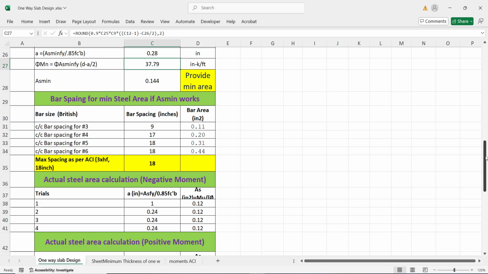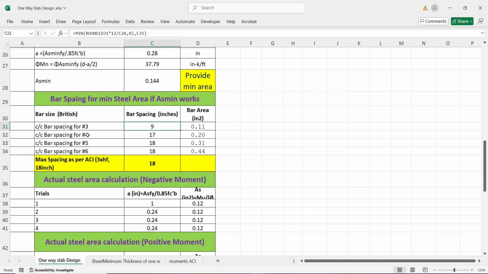Actually, as per practical experience in a simply supported slab, the minimum area as allowed by the code works. So this is very common and very practical. So suppose we go for the minimum area. If you use number 3 bar, that is 10 millimeter, the spacing of the main bar will be 9 inches.